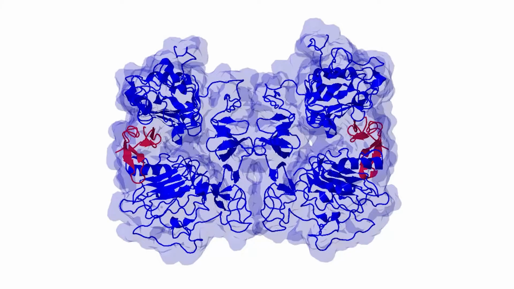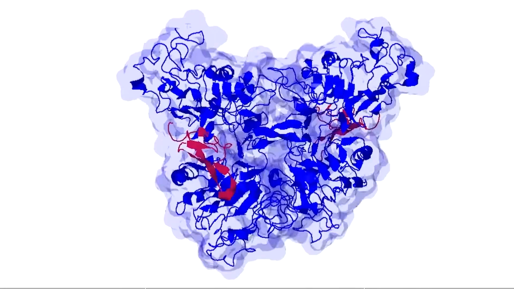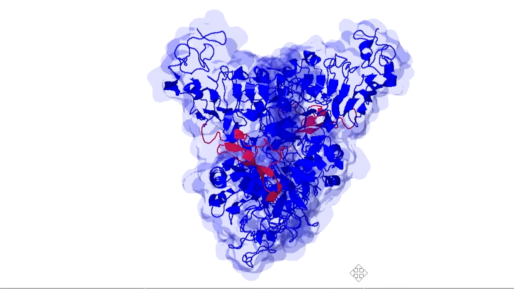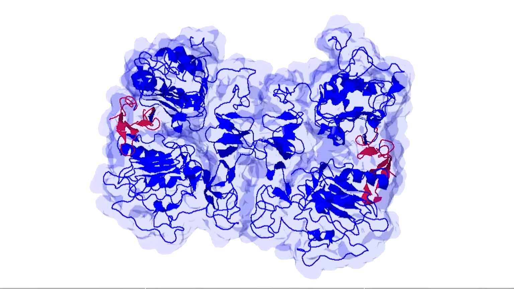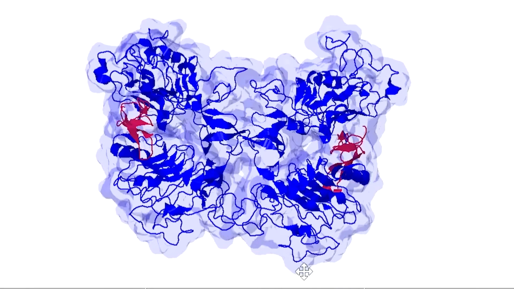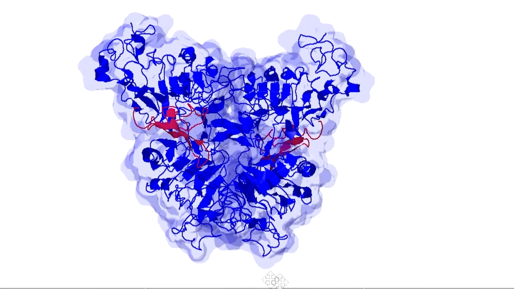The active form is when the EGF and EGF receptor are bound to one another and dimerization occurs. This can be seen here with two EGF signals being on the outside of the two receptors. EGF signals are colored red and the EGF receptors are colored blue.